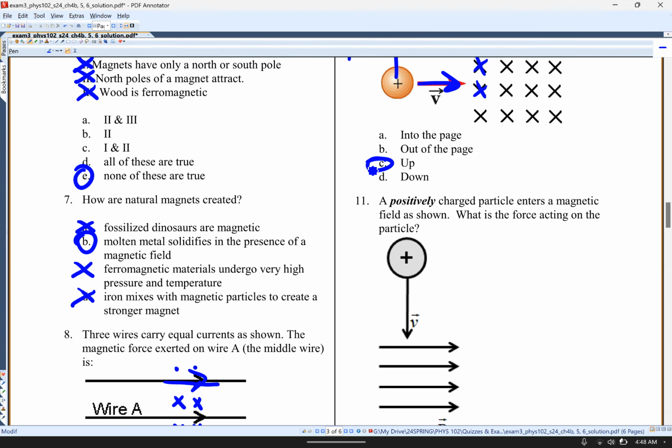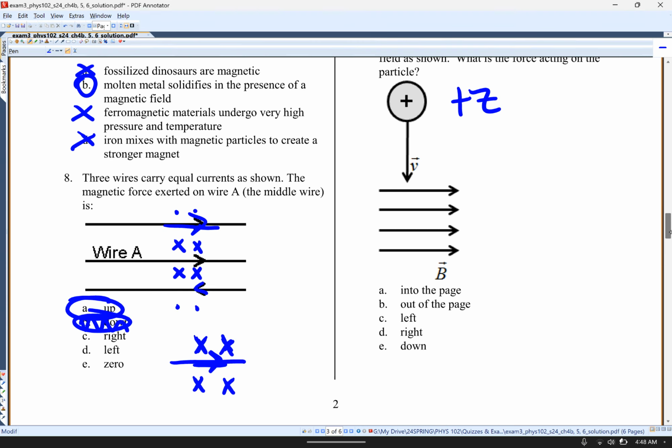Positively charged particle in its magnetic field is shown. What is the force acting on the particle? V, magnetic field is to the right. So it is out of the page in the plus Z direction. B is number 11.